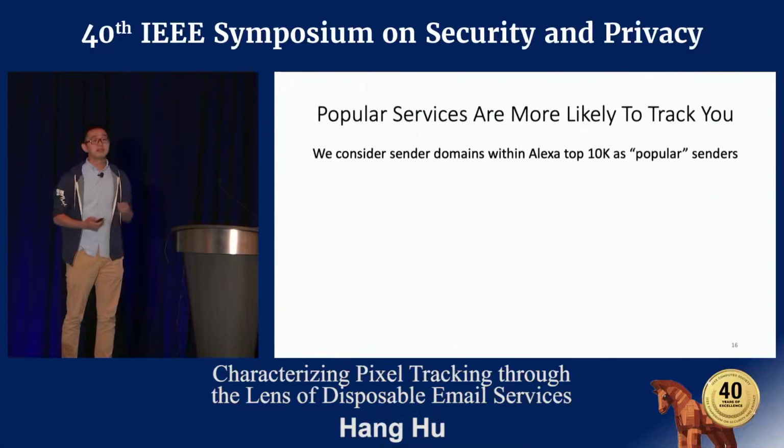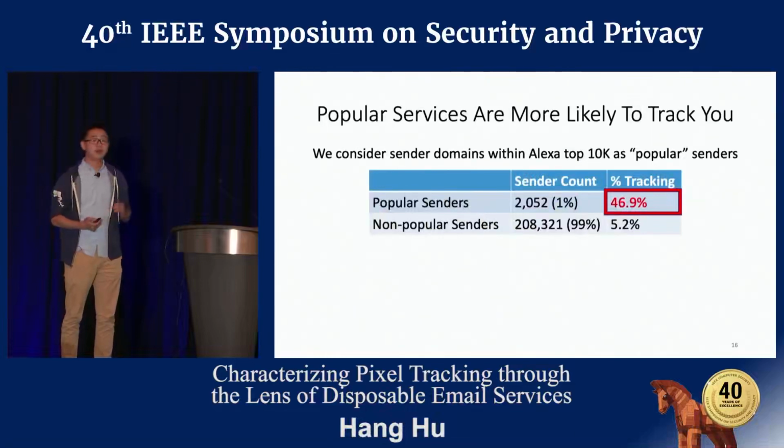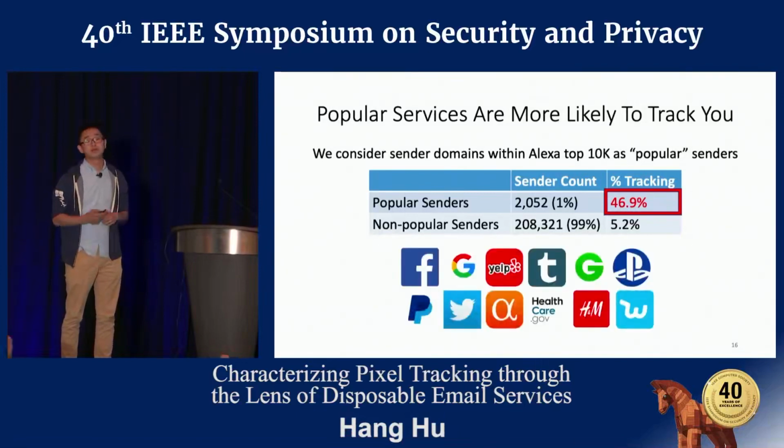We consider sender domains within the Alexa top 10,000 as popular senders. Our result shows that although overall only 5.5% of all senders are tracking receivers, almost half of the popular senders are doing tracking. And here are some examples of those popular senders that are tracking receivers.